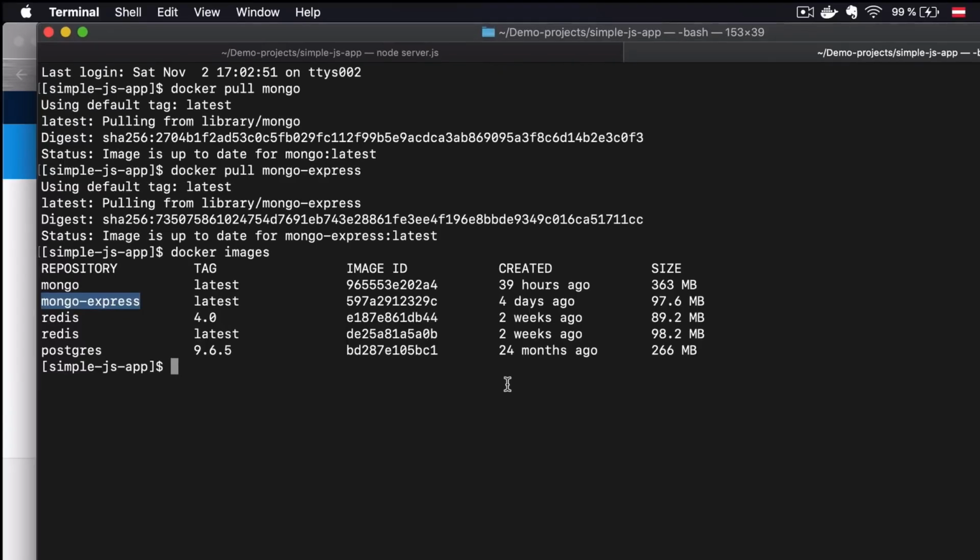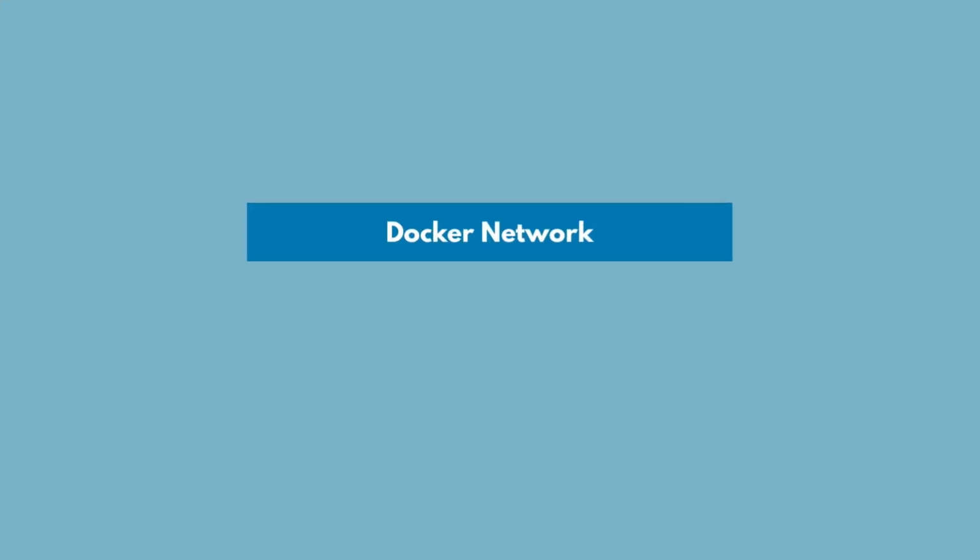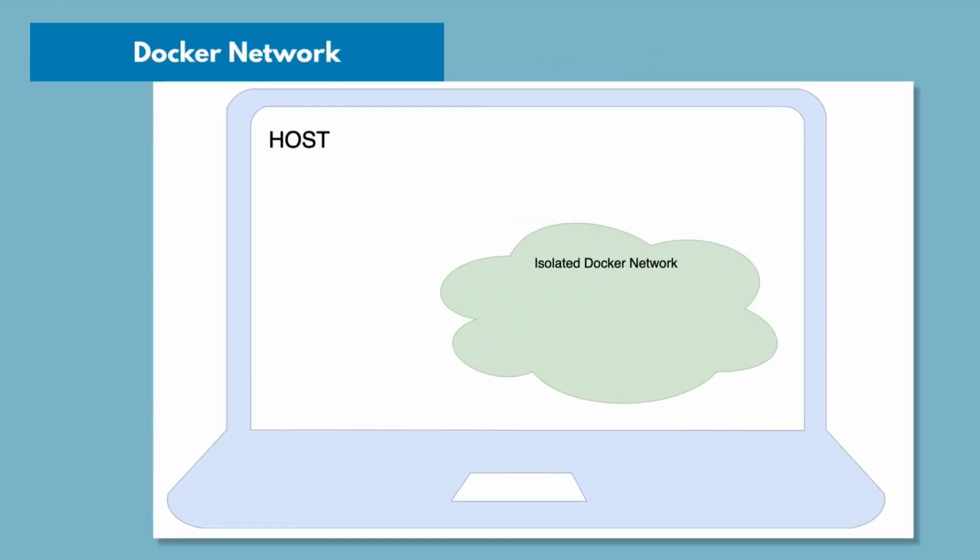So the next step is to run both Mongo and Mongo Express containers in order to make the MongoDB database available for our application, and also to connect the Mongo Express with the MongoDB container. So let's do the connection between those two first. In order to do that, we have to understand another Docker concept, Docker network.